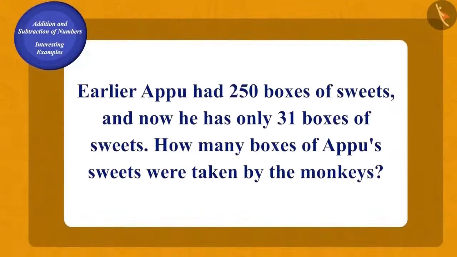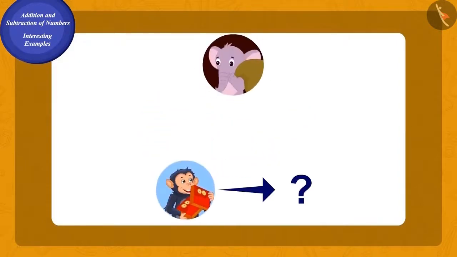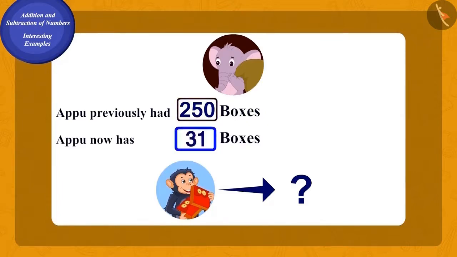Earlier, Appu had 250 boxes of sweets and now he has only 31 boxes of sweets. Can you tell how many boxes of Appu's sweets were taken by the monkeys? How do we find out the number of boxes the monkeys had taken? We need to subtract the number of boxes left with Appu from the number of boxes Appu was carrying with him.